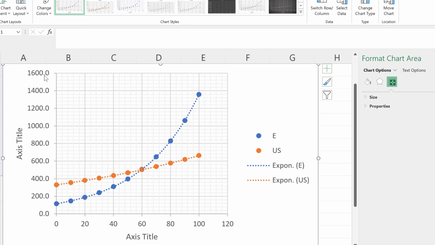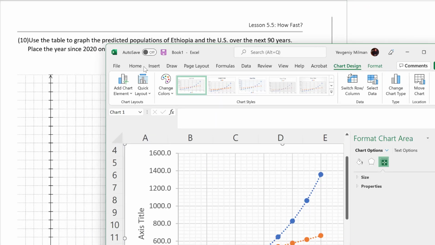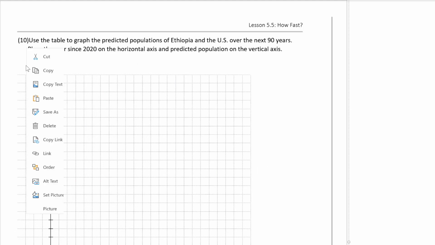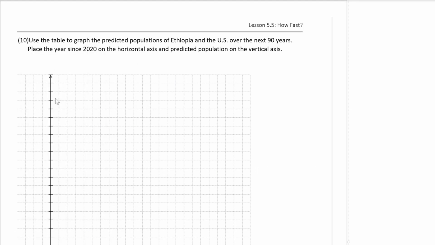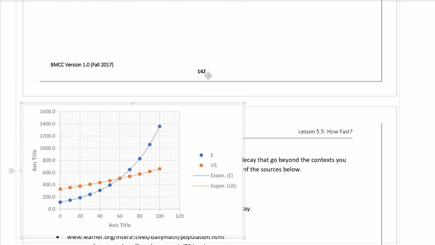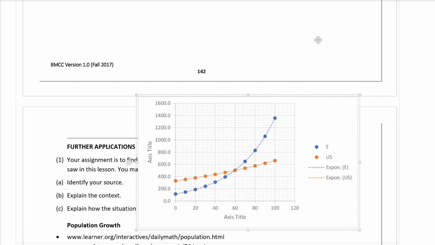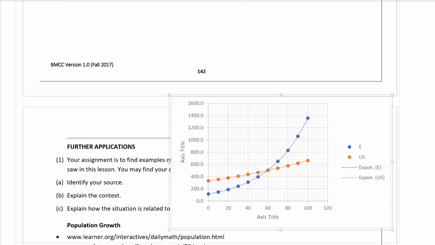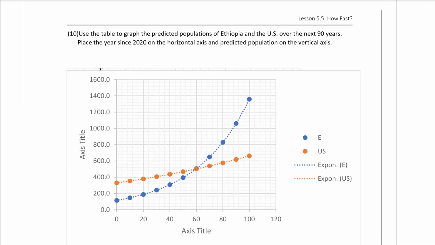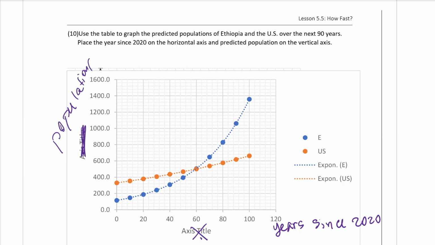All right, so let me put this in here, paste. Let's see if I can move it. One moment. Here we go, I managed to move it. So let's change the title. So that would be years since 2020. All right, this will be right here. Population in millions.